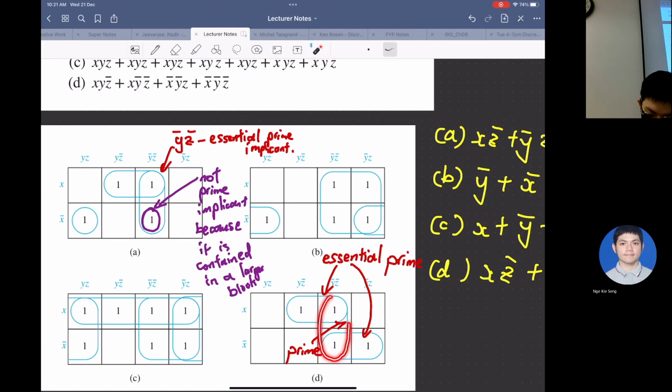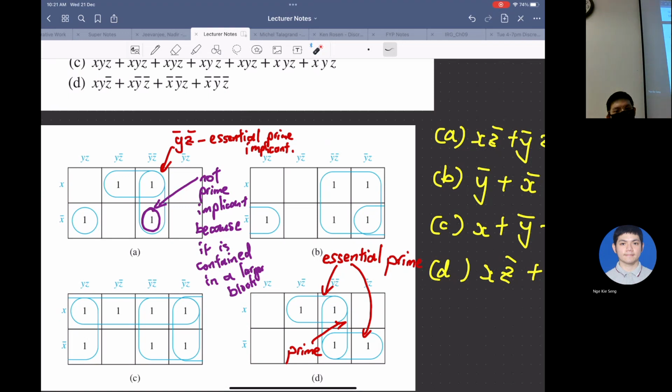Is the middle one a prime implicant? Yeah, because this block of one is not contained in a larger block. Okay, so this is the prime implicant. So is this an essential implicant? Essential prime implicant?